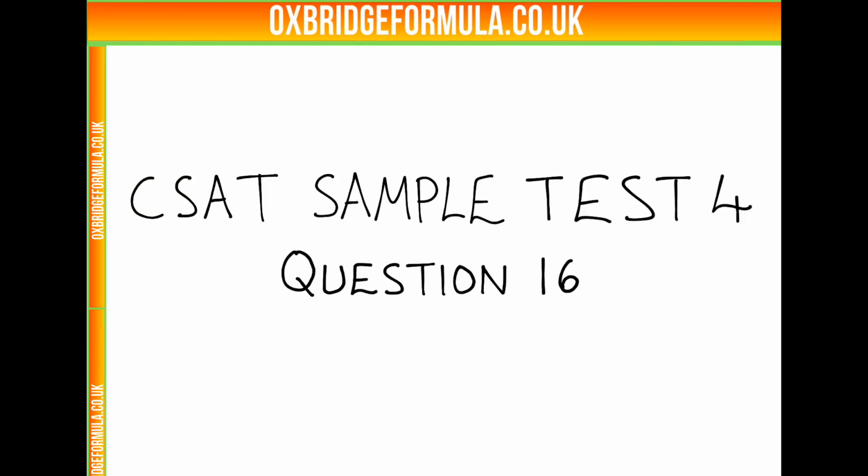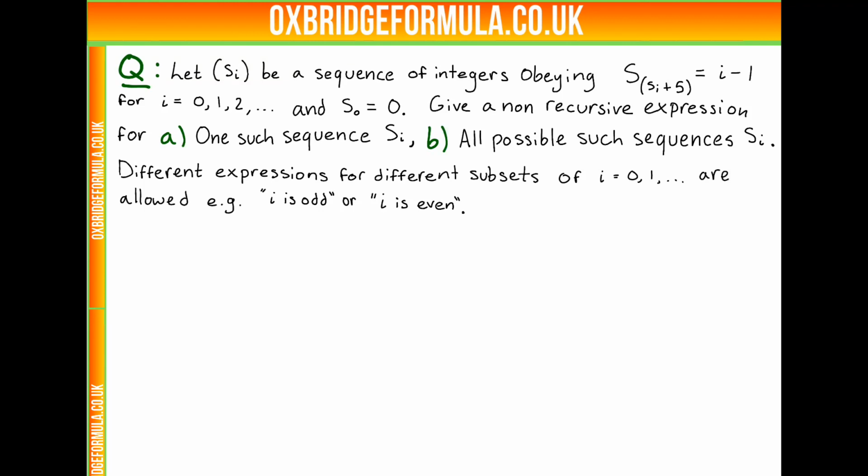This is CSAT Sample Test 4, Question 16. This question reads: let S_i be a sequence of integers obeying S_{i+5} = i - 1, for i = 0, 1, 2, and so on, and S_0 is 0. We're asked to give a non-recursive expression for, in part A, one such sequence S_i, and in part B, all possible such sequences S_i. We're told that different expressions for different subsets of i, such as odd or even, are allowed.